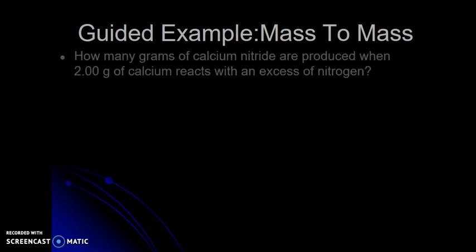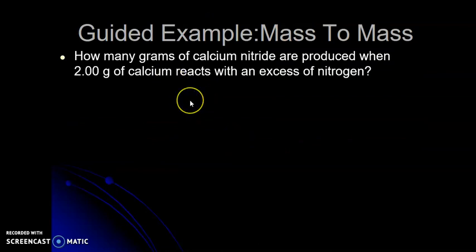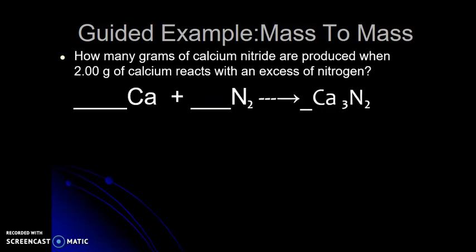And this first example: how many grams of calcium nitride are produced when 2 grams of calcium react with an excess of nitrogen? And this is the equation given to you. Remember, the first thing to do is to balance your equation. Balance your equation.